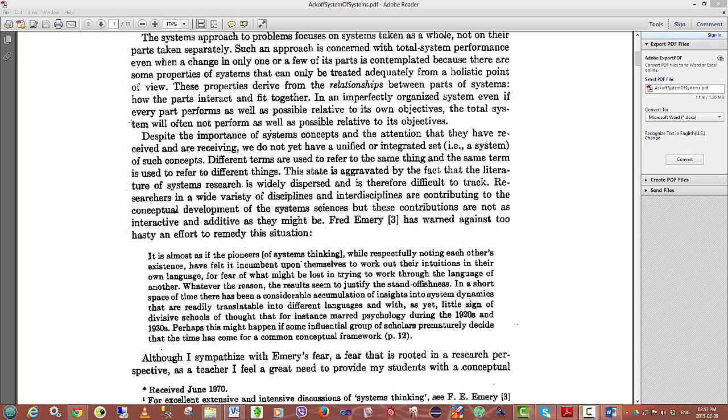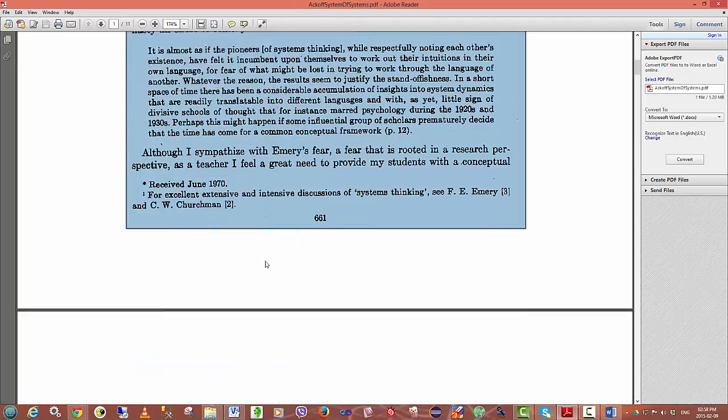One must remember that at the time that Ackoff was writing, these concepts had not been defined into an agreeable system that people could consult to understand whether or not they're talking about the same thing. So he notes this here: despite the importance of systems concepts and the attention they have received and are receiving, we do not yet have a unified or integrated set of such concepts. So Ackoff then goes on to justify the reason for defining these terms.